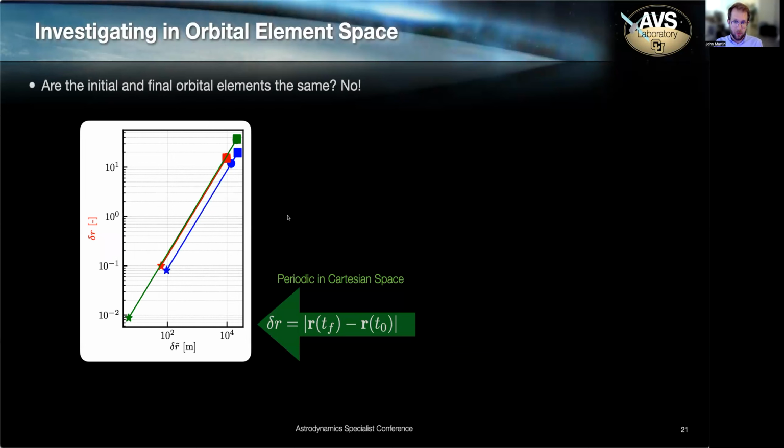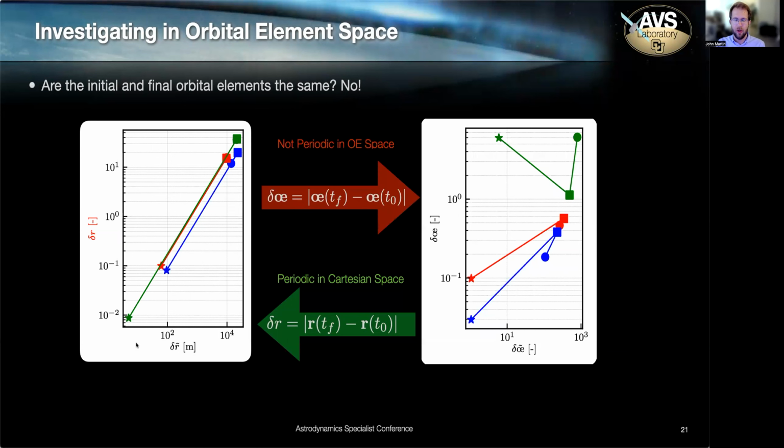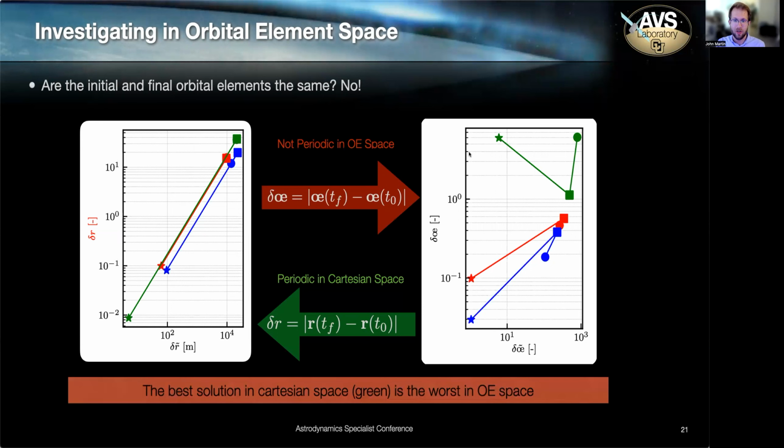Sure enough, in Cartesian space, we see orbits that are converging towards periodicity. But if we look in orbit element space, are the orbit elements at the final time step equivalent to the orbit elements at the initial time step? The answer is far less clear. In fact, we see that there are some solutions, the green being the most flagrant example, which does really well in Cartesian periodicity, but quite poorly in orbit element periodicity.